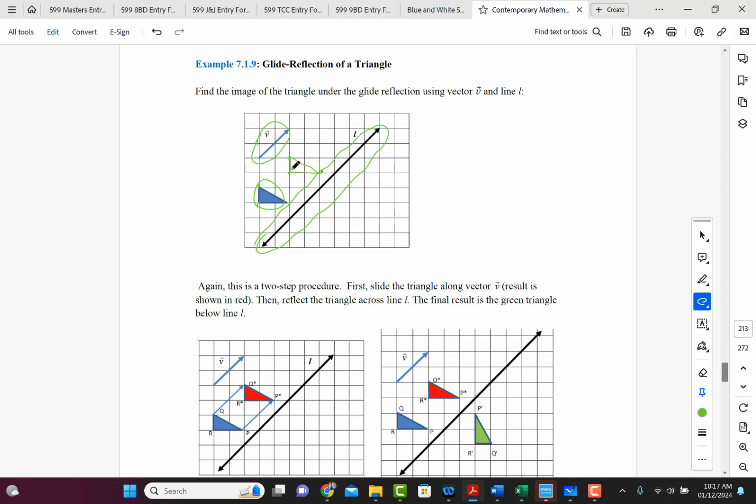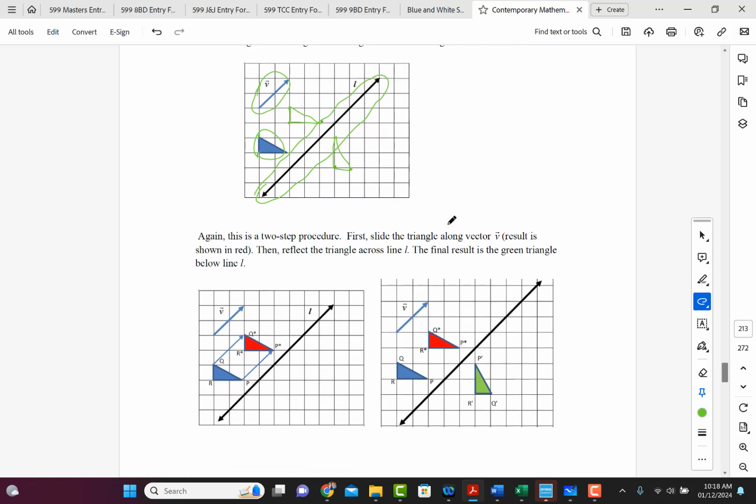So now what we're going to do is we're going to reflect it across here. So this point is going to reflect across to here. So one vertex is going to go here. The other vertex is going to go here. And the other vertex is going to go here. And so now if I connect these dots, I get that. Okay, so I get the same result right down here.